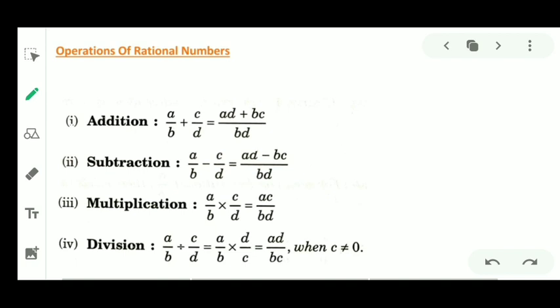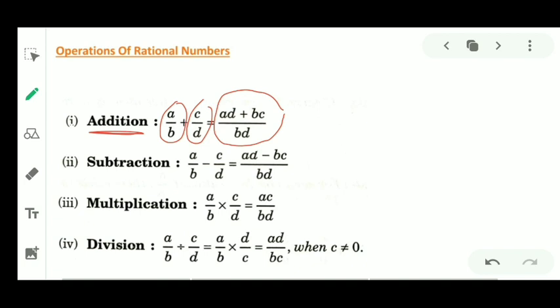Now operations of rational numbers. First we have addition. If you add two rational numbers, that is A by B and C by D, we get AD plus BC by BD. That is the cross multiplication of these two numbers. So the sum of two rational numbers is always a rational number.